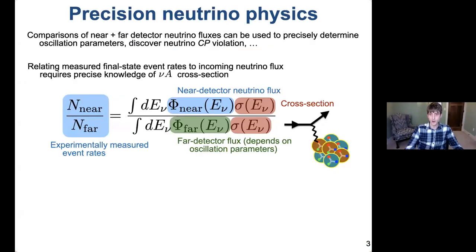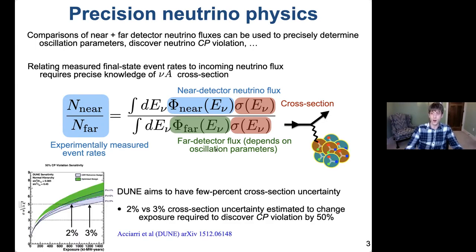So if you had a monoenergetic neutrino beam, then the ratios of numbers of observed events between the near and far detector would immediately tell you the ratio of neutrino fluxes at the two detectors, which depends on the oscillation probability and therefore can be used to measure the oscillation parameters of interest. However, accelerator neutrino experiments produce very broad neutrino fluxes with support from hundreds of MeV through several GeV, and cross-section uncertainties can be very significant. And although the effects of these uncertainties are challenging to propagate, the DUNE collaboration estimates that few percent uncertainties are needed to maximize the discovery potential of DUNE, and that each percent matters.